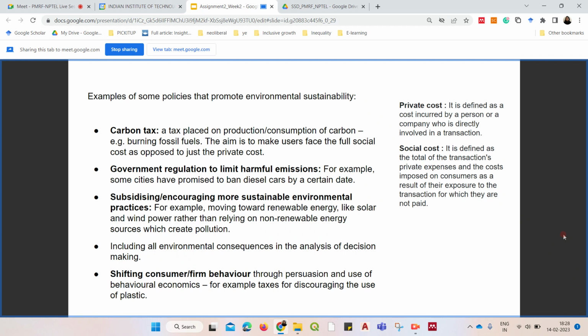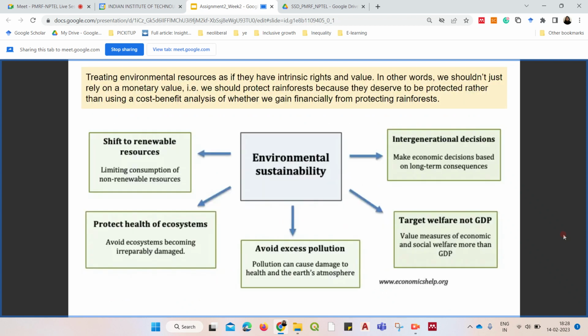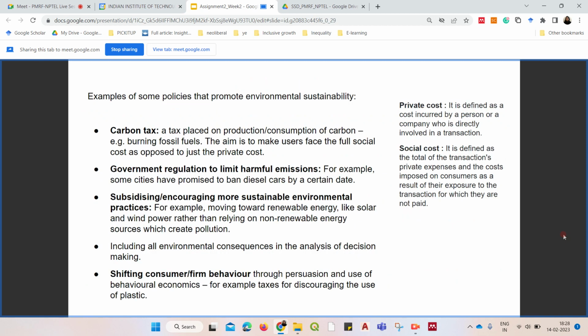Okay. Another thing which is important when talking of environmental sustainability is how environmental sustainability can be promoted. So although this is not a part of the question, when we talk of creating a shift to renewable resources, protecting the health of ecosystem, avoiding pollution, and making decisions for environmental sustainability, several things come into play. So one key way in which we ensure that we promote environmental sustainability is through policy. So these are some examples of how policies can promote environmental sustainability.